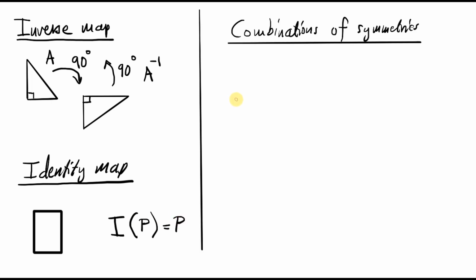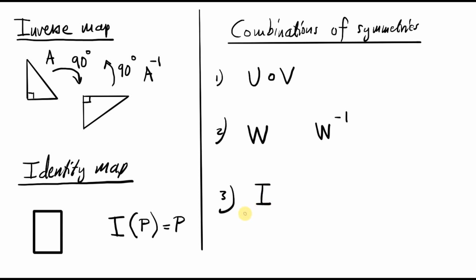If you combine two symmetries, for example, U and V, that will also be a symmetry. If you have a symmetry W, then also the inverse of that symmetry will be a symmetry. And the identity map is also a symmetry. So in this way you can make new symmetries if you have symmetries.